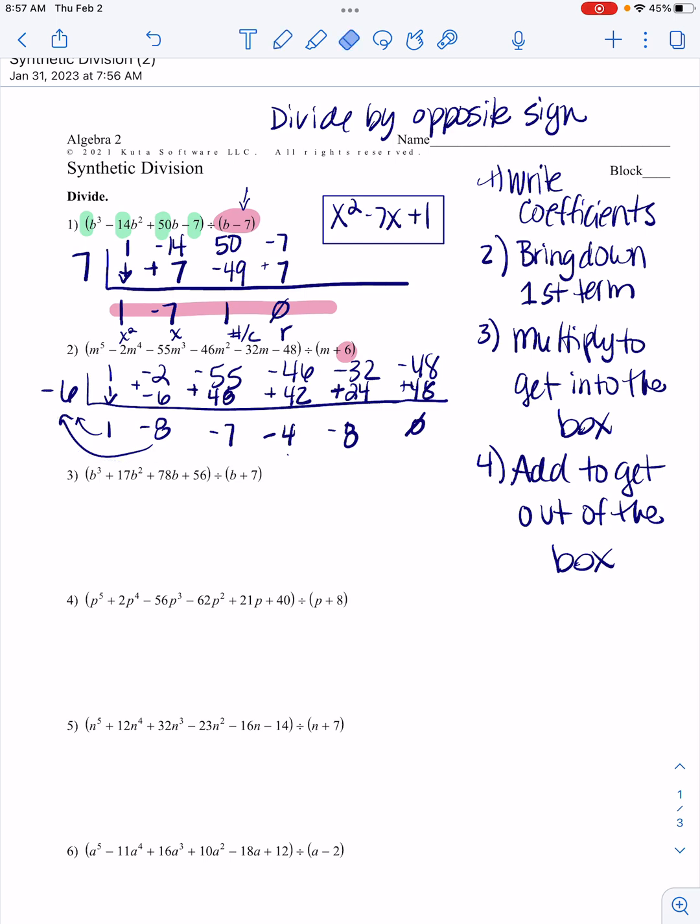All right, so the next step here is to label and then write your answer. So this is your remainder, this is your constant, this is your x, this is your x squared, this is your x to the third, and this is your x to the fourth. So then you would write your answer. So you'd have 1x to the fourth minus 8x to the third minus 7x squared minus 4x minus 8. And that would be your answer.